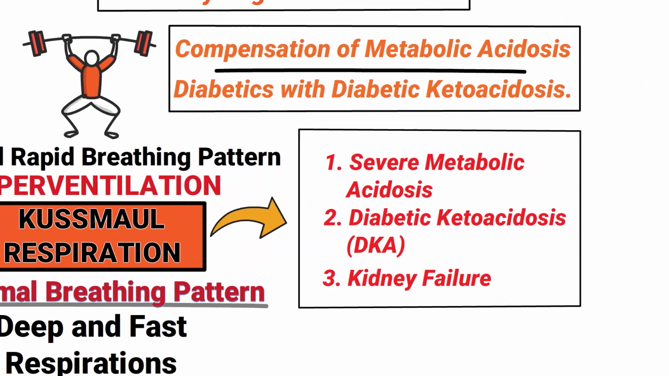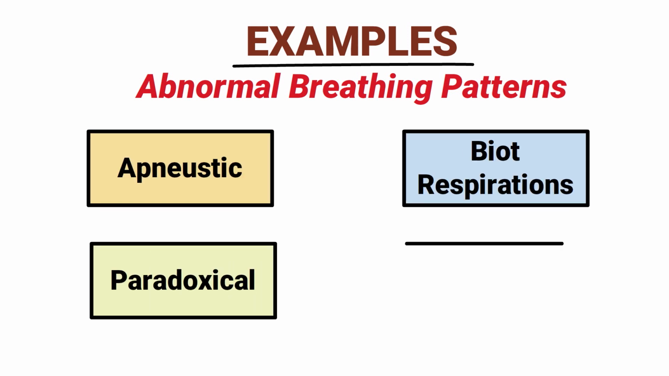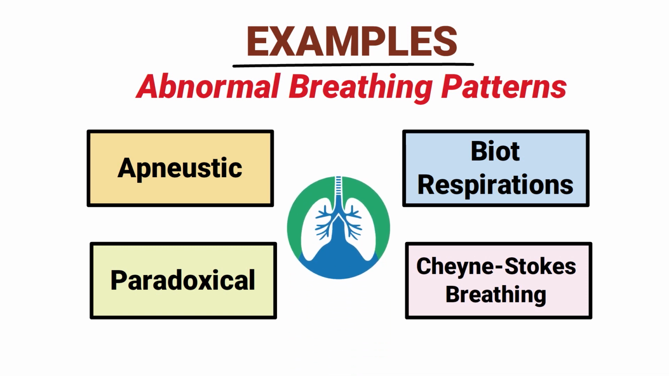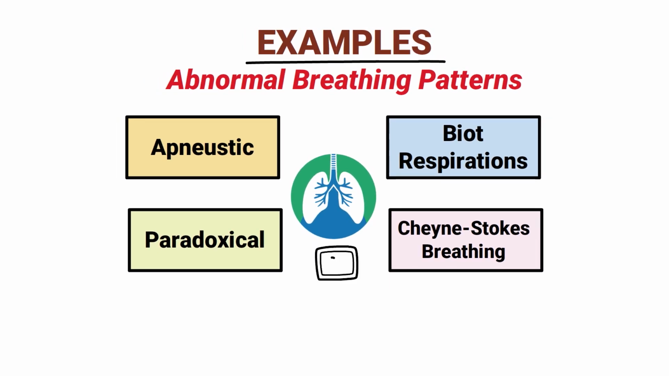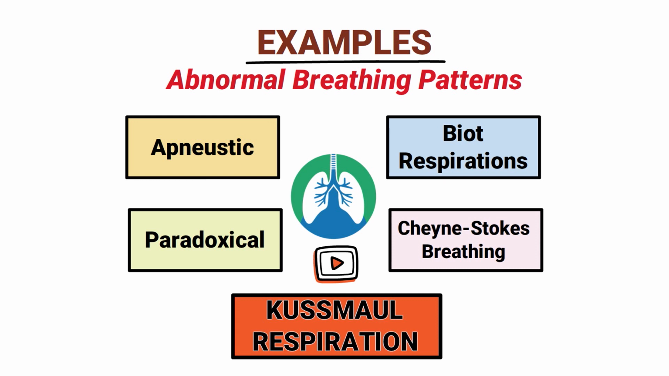Some examples of other abnormal breathing patterns include apneustic, paradoxical, Biot respirations, and Cheyne-Stokes breathing, each of which are patterns that we've discussed in other videos here on our channel. But again, for this video, we just wanted to provide you with a brief overview of this topic.